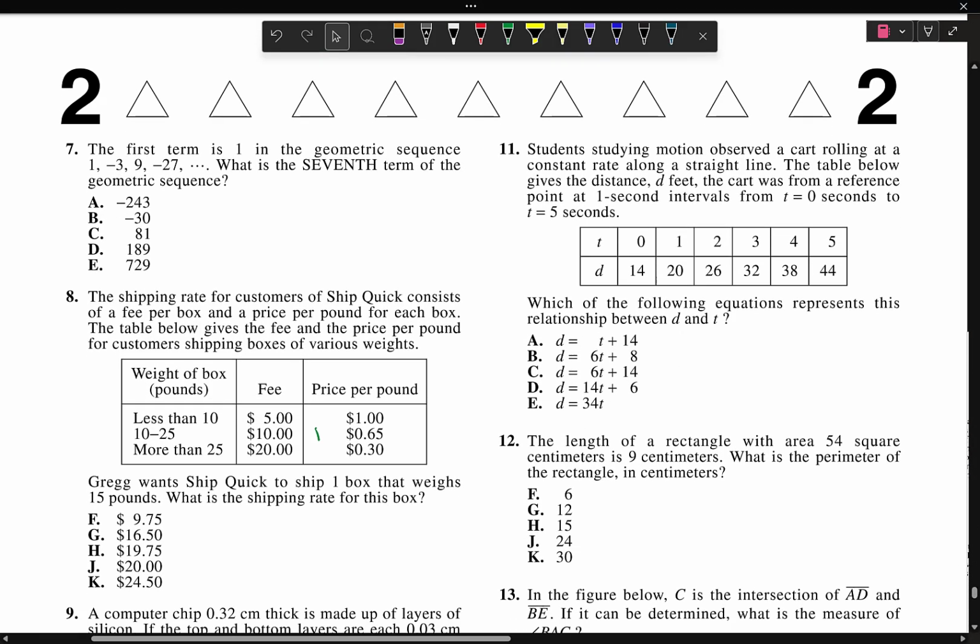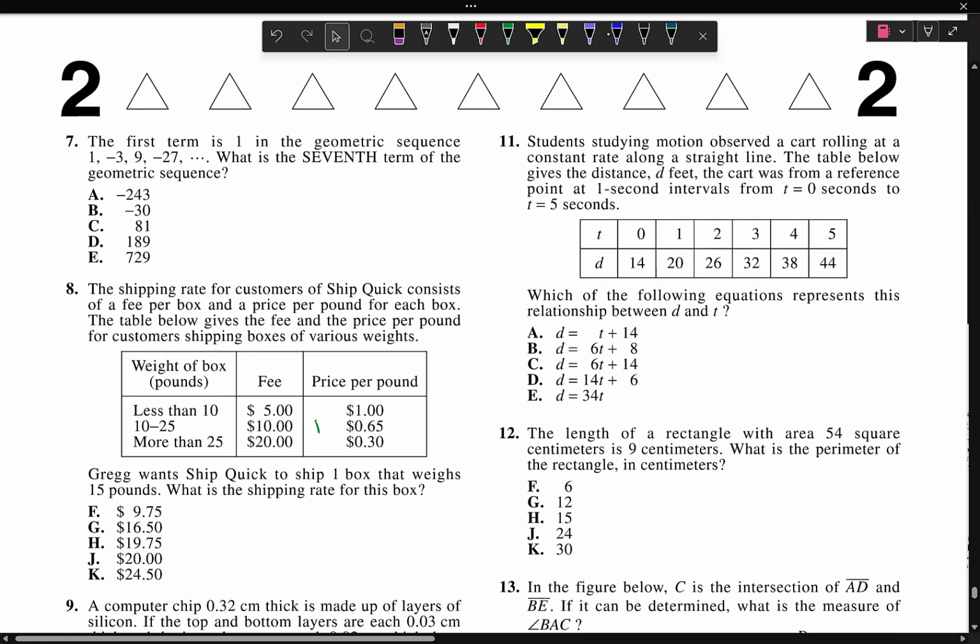All right, number 7. The first term is 1 in a geometric sequence: 1, -3, 9, -27. What is the 7th term of the geometric sequence? Remember, geometric means we are multiplying by a common number. And this one's pretty easy to identify that common number because we start with a 1.